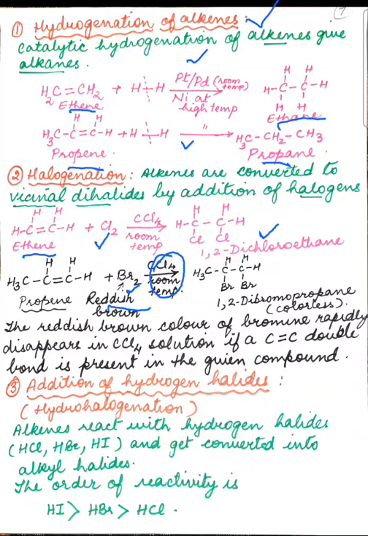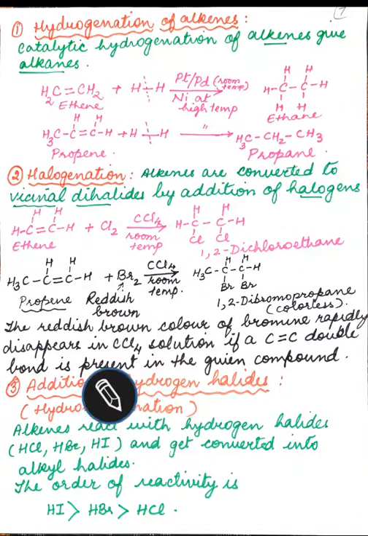Let us see the addition of hydrogen halides, which is the third reaction. It is also called as hydrohalogenation. Alkenes react with hydrogen halides, HCl, HBr, HI, and get converted into the corresponding alkyl halides. The order of reactivity is HI is greater than HBr, and HBr is greater than HCl.